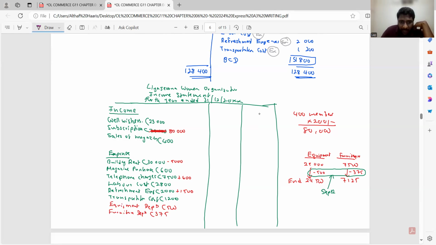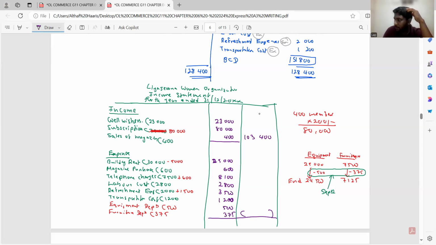Now we'll write the values and finish it off. 23,000, 80,000, 400. Total 103,400. Then 25,000, 600, 8,100, 2,800, 3,500, 1,200, 500, 375.